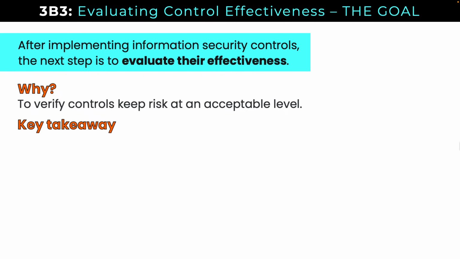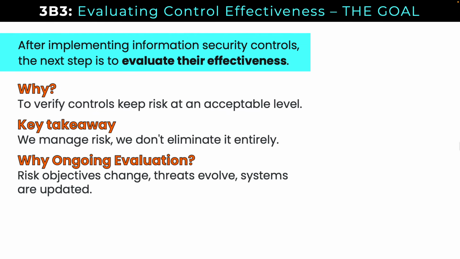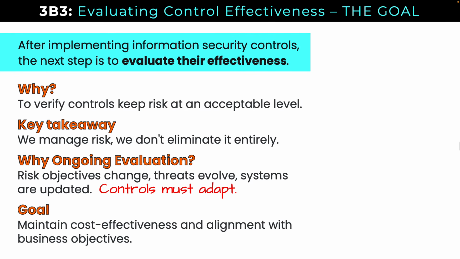The key takeaway here is we manage risk, we don't eliminate it entirely. A control is reducing risk and leaving us some level of residual risk. So the ongoing evaluation ensures that over time, as our objectives change, as threats evolve, as system updates roll in, our controls remain effective. Our controls must adapt to the evolving environment. But the goal is to maintain cost effectiveness and alignment with business objectives while ensuring those controls are technically effective.